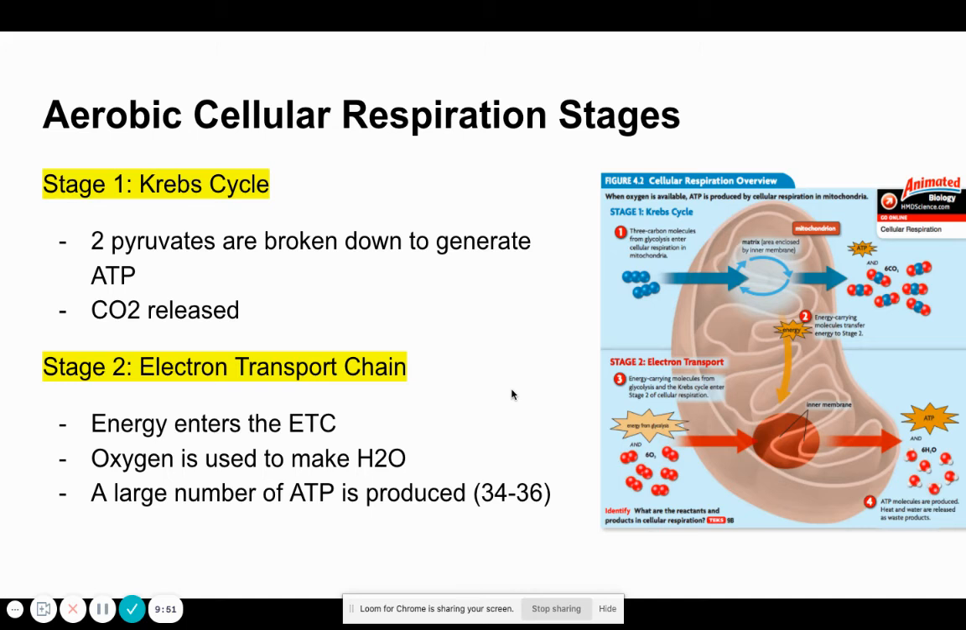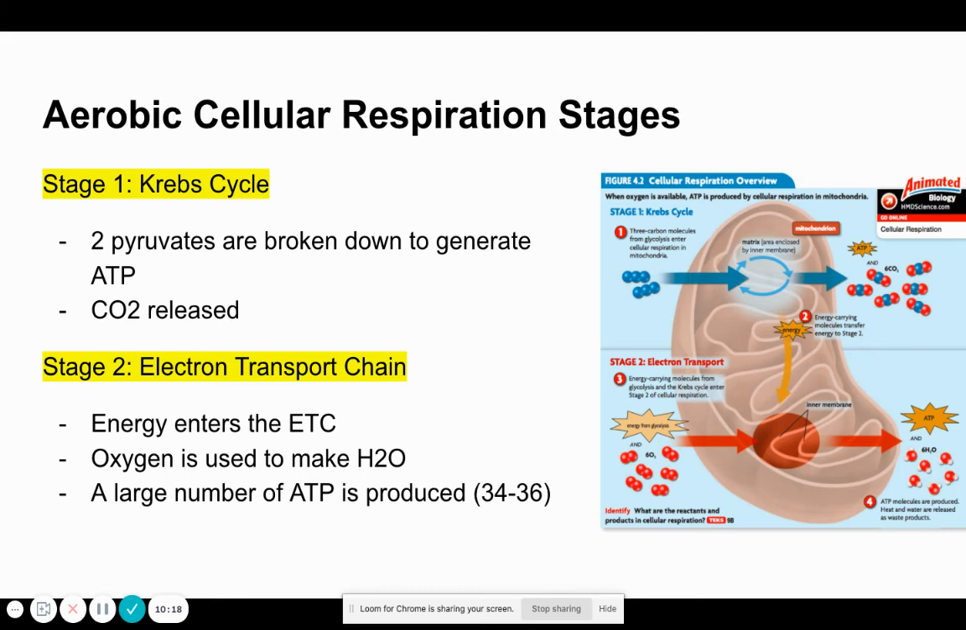All right, so to summarize everything, stage 1, like I said, is the Krebs cycle. During this stage, the two pyruvates that were previously made during glycolysis enter the Krebs cycle, and these pyruvate molecules are going to be broken down in order to release small amounts of ATP. In addition, carbon dioxide is released as a byproduct.